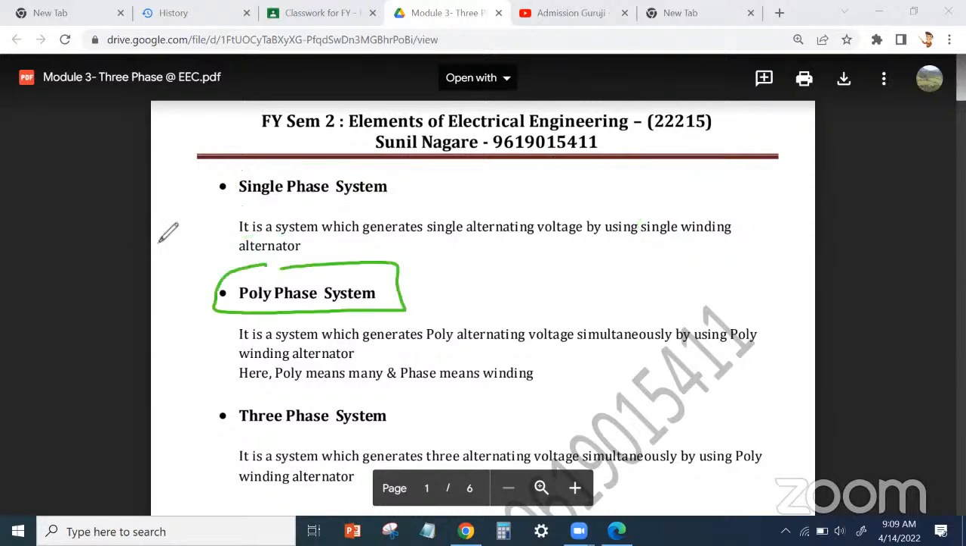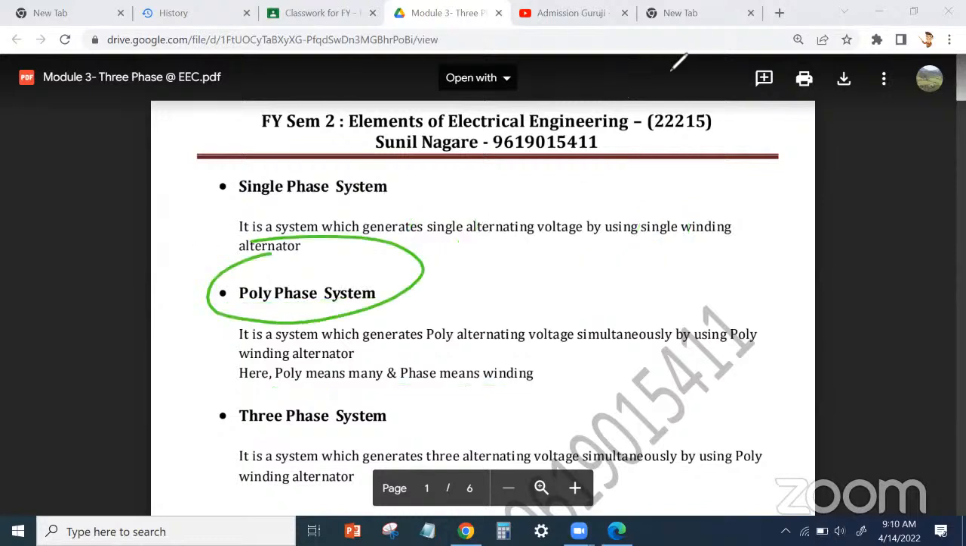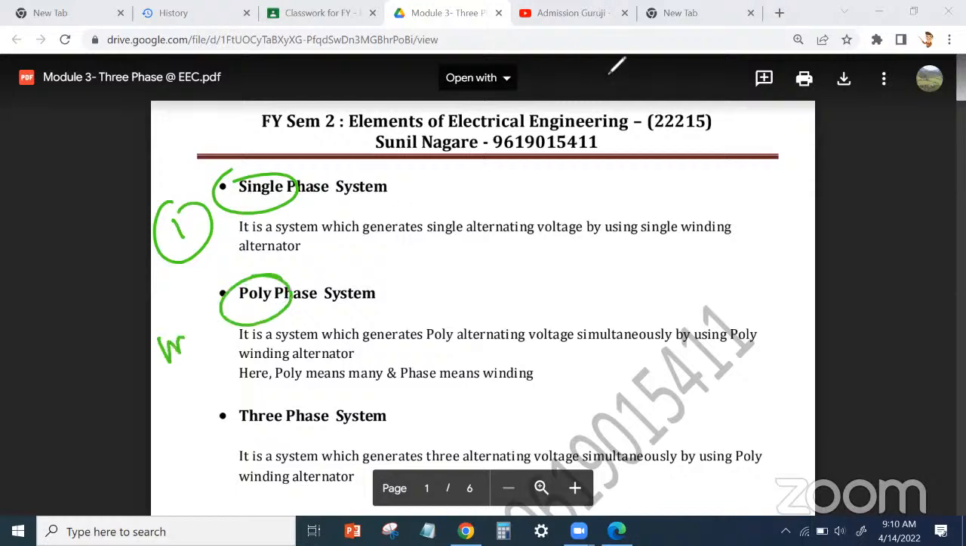Then what is a polyphase system? What is the meaning of poly? Poly means many. The definition is the same. Instead of single there is poly. A system which generates poly alternating voltages simultaneously by using poly winding alternator. The same definition, only the word single is replaced by poly. Poly means many and phase means winding. This is a simple thing. So here many voltages will be generated. We don't know what the count is, how many will be generated, but too many voltages will be generated. Here single was generated, here many.